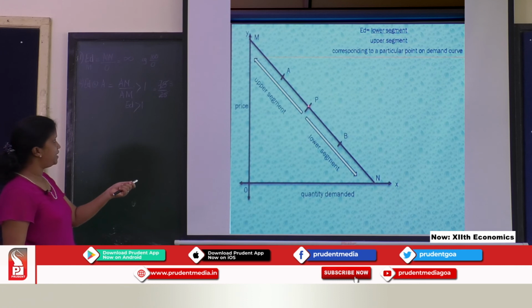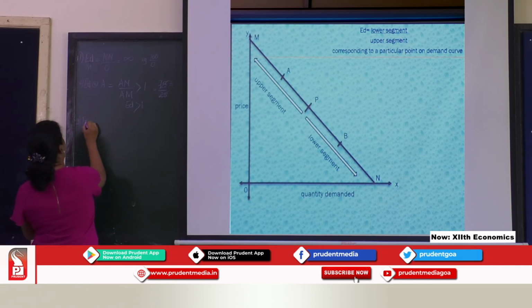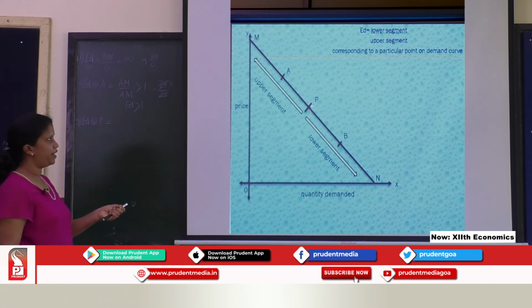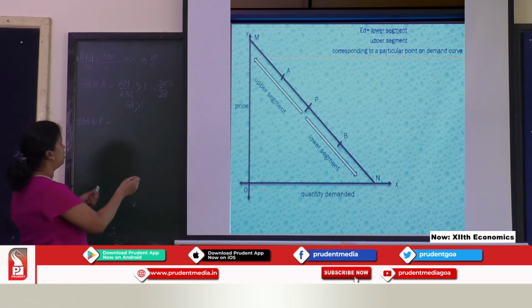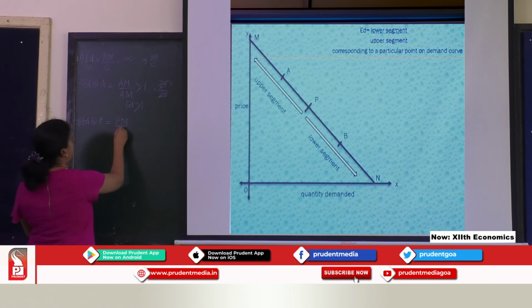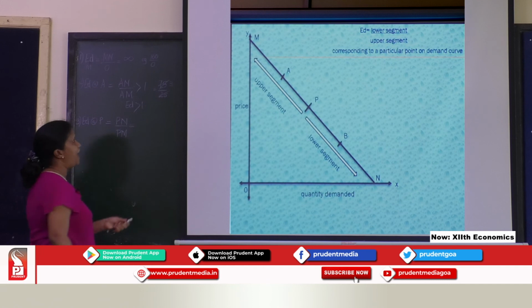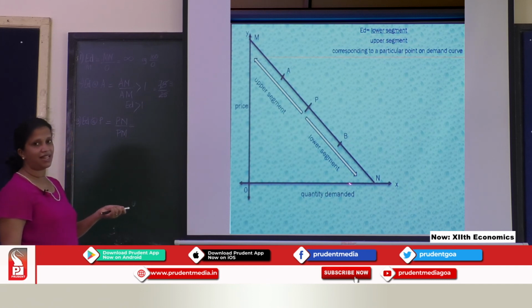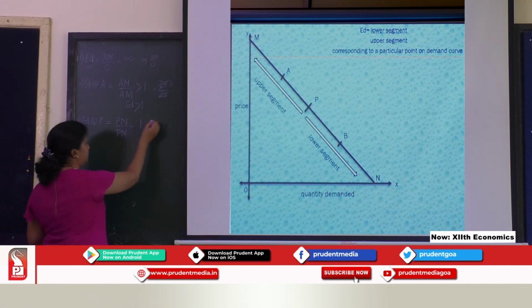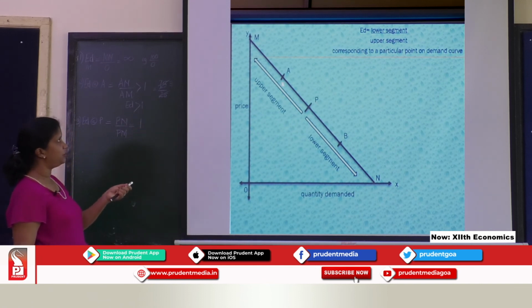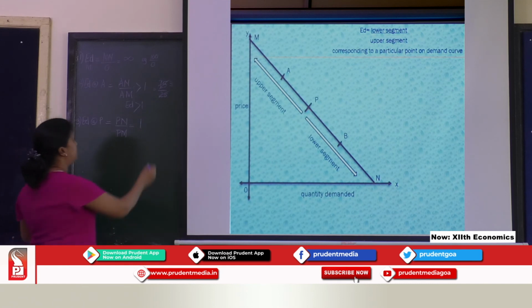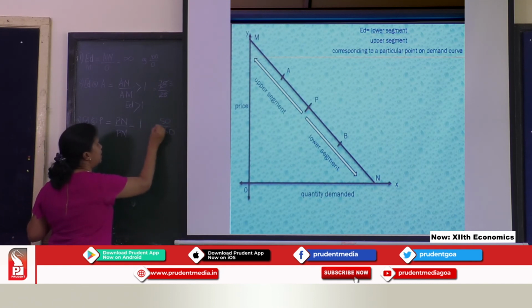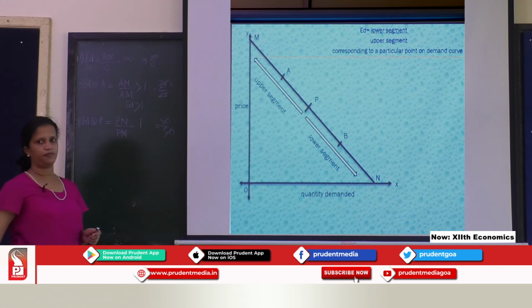Then let us look at ED at point P. Now, at point P, we already know, being the midpoint, the lower segment is PN, upper segment is PM. PN divided by PM. And we know that these are both equal, so they will cancel out and it will always be 1. So if I had to take it in terms of a number, this is 50, this is 50. So 50 and 50 cancel out. Again, it is equal to 1. So therefore, unitary elastic demand.